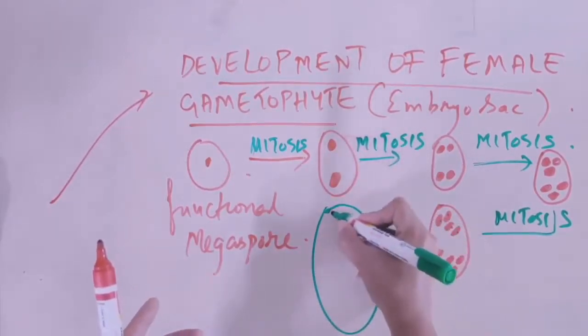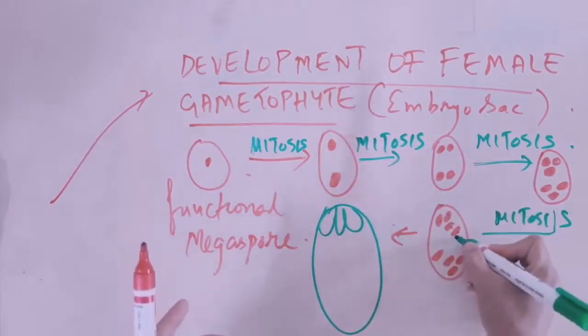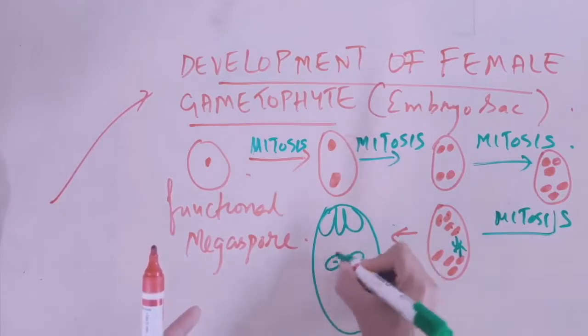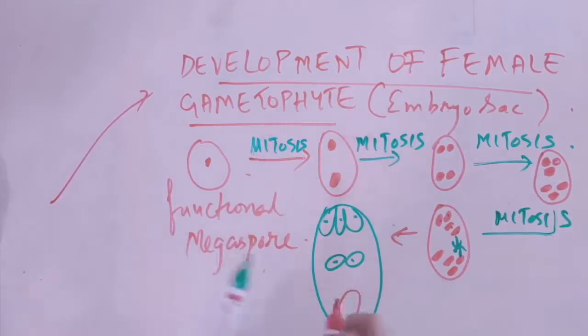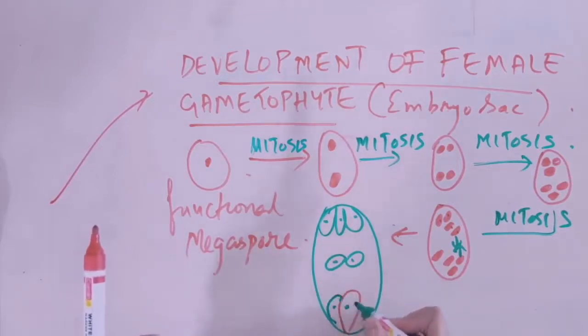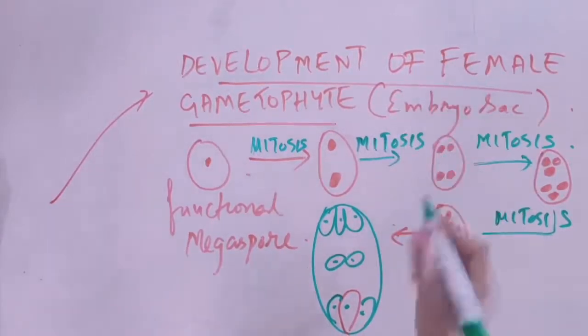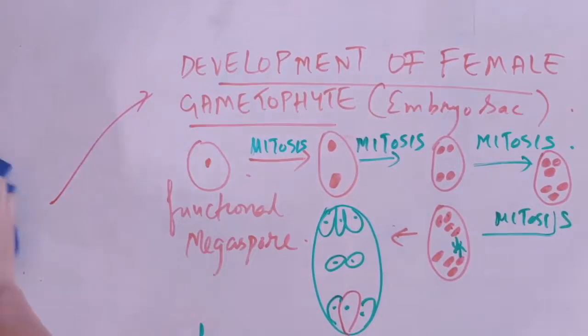Three at one end, three at the other end. Simple. This is the embryo sac, the development of the female gametophyte. This figure shows the development of the female gametophyte or embryo sac.